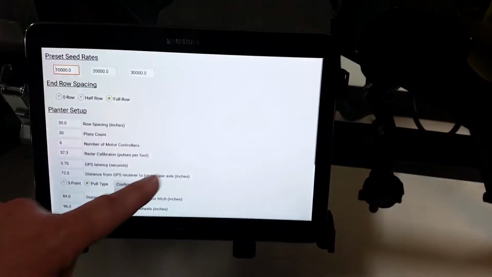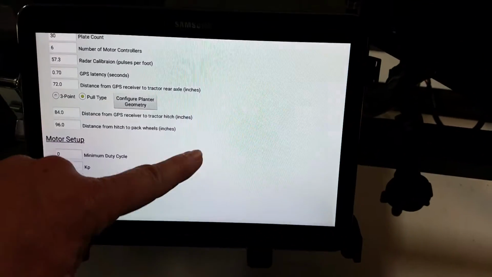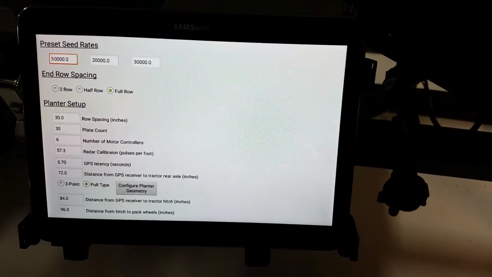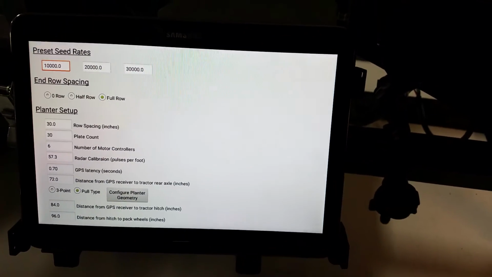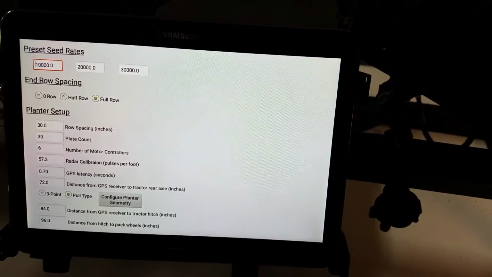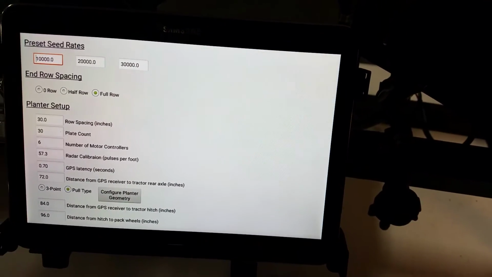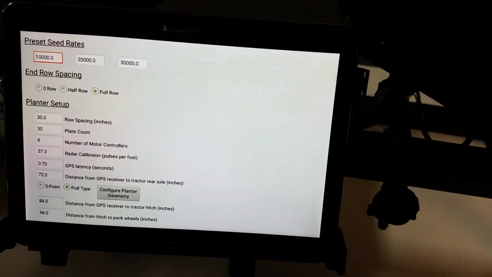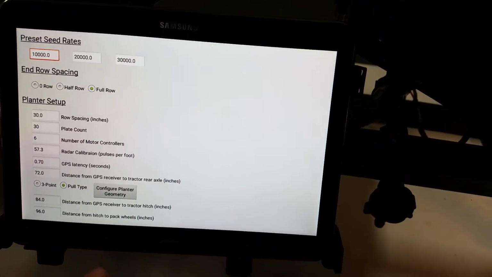Configuration. Now this is all the different things that you have to install to set up a sprayer, a planter, like the row spacing, the plate count, the number of motors on the controller, GPS latency, and there is documentation on how to set all that up.